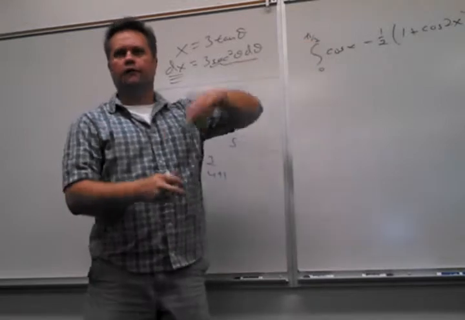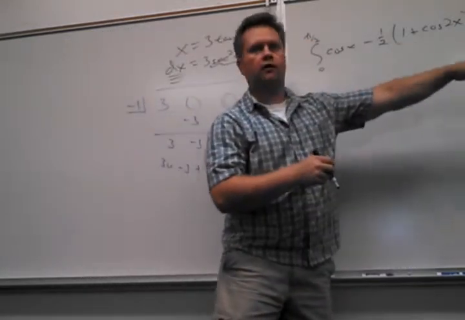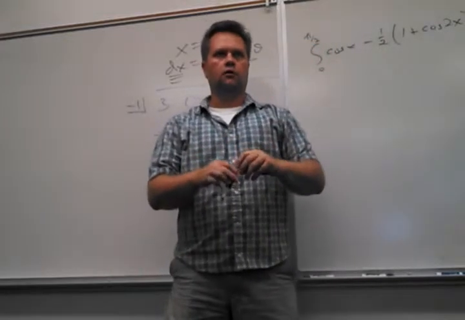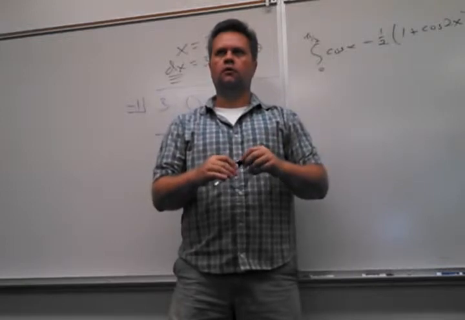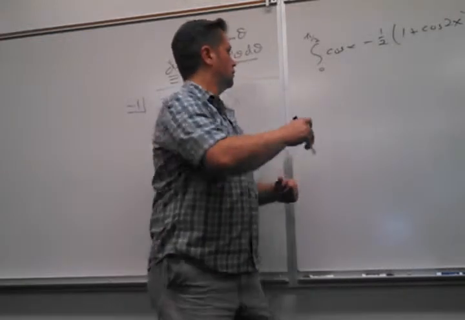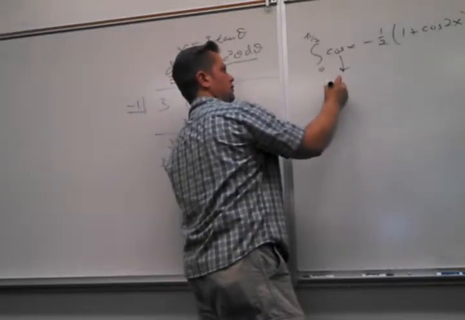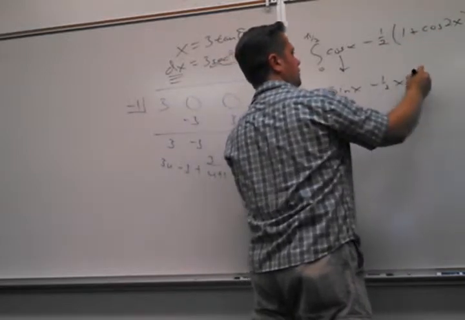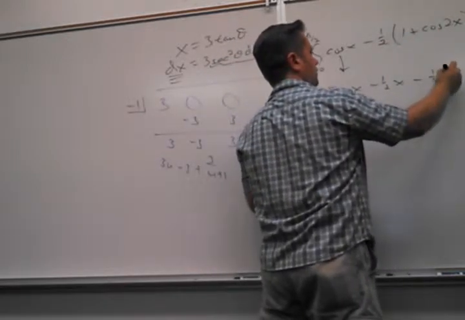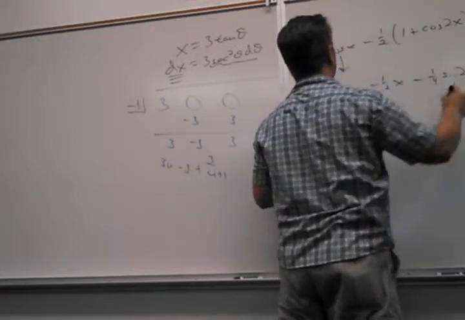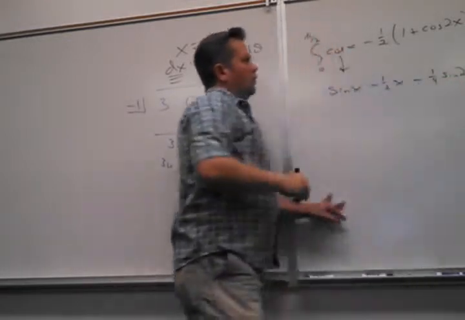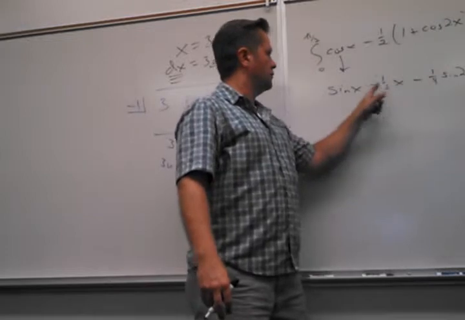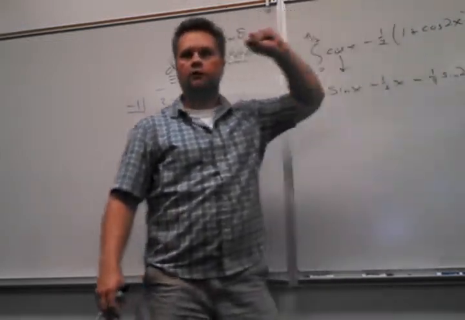And then you distribute the 1 half. And this is where you got to be careful about, like I just said, when you integrate cosine 2x over 2, it's going to now be over 4. So this is going to be sine x minus 1 half x minus 1 fourth sine 2x from 0 to pi over 2. Now notice if I try to plug a 0 in, everything becomes sweet. So I just got to worry about the pi over 2 part.